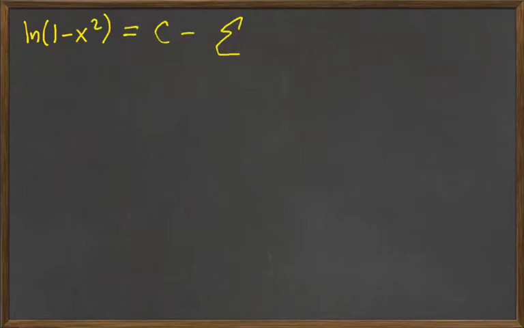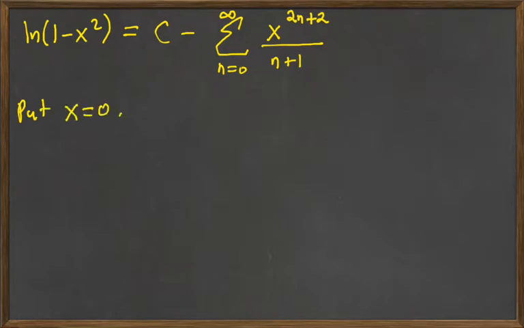Oh, we got to do one more thing here before we move on. So here we're going to find what that constant of integration is. And so we'll pick a value for x. And so probably a good value to pick for x is 0. So we'll put x is equal to 0. And so we'll have the natural log of 1 minus 0 squared, which is the natural log of 1, is going to be equal to c. And the natural log of 1 is 0, so that means c is equal to 0.